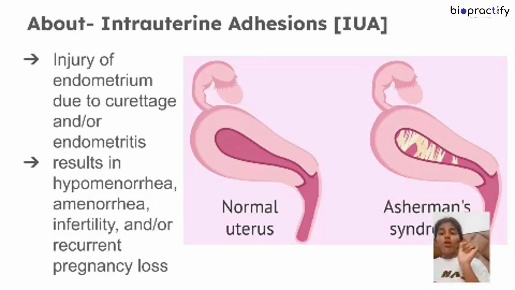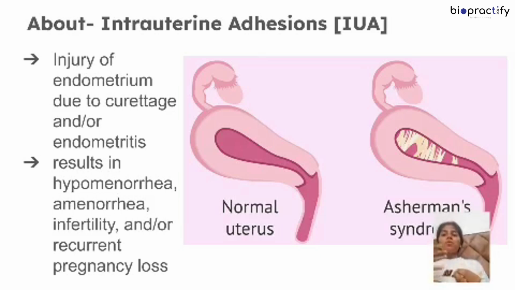It is the injury of the endometrium due to curettage. Curettage is an instrument like a spoon, which is used to scrape the layer of the endometrium. So these are the injuries: endometritis. If I break down this word, endometritis, it means the endometrium gets inflamed.